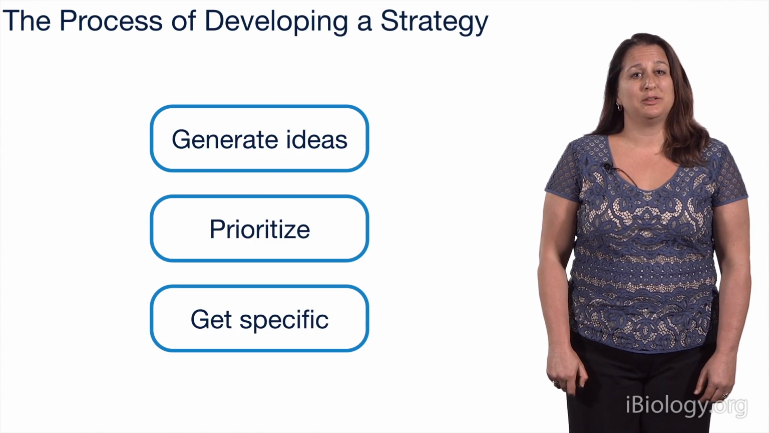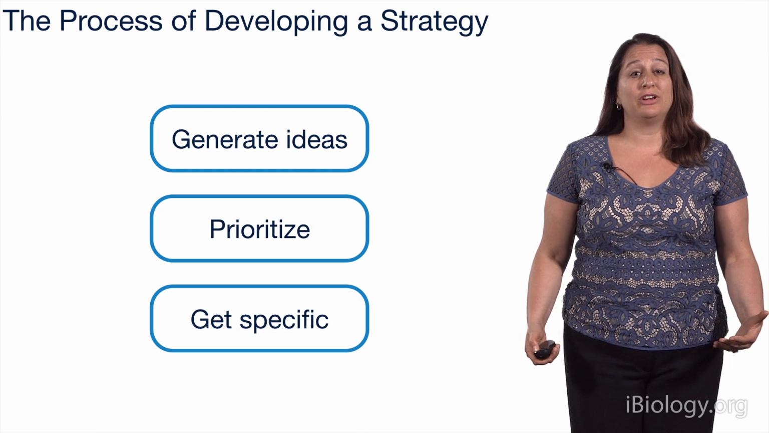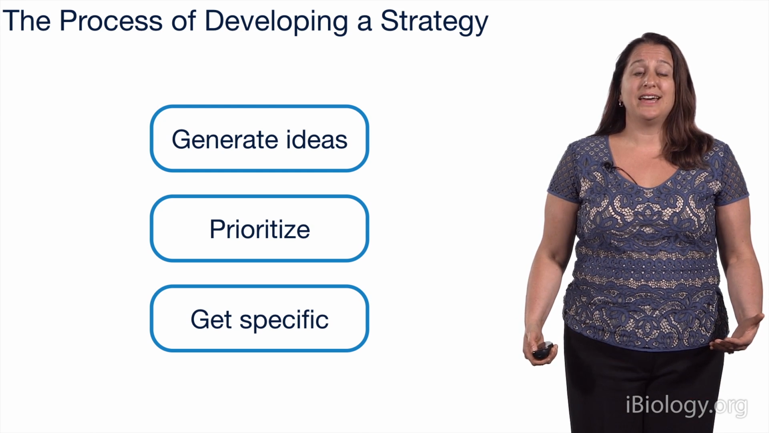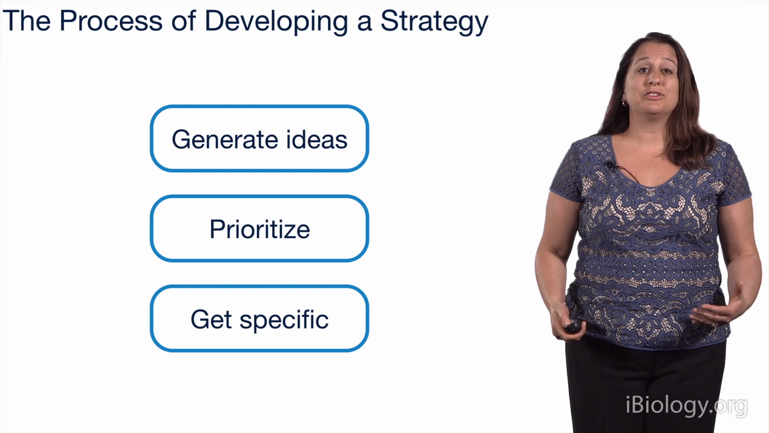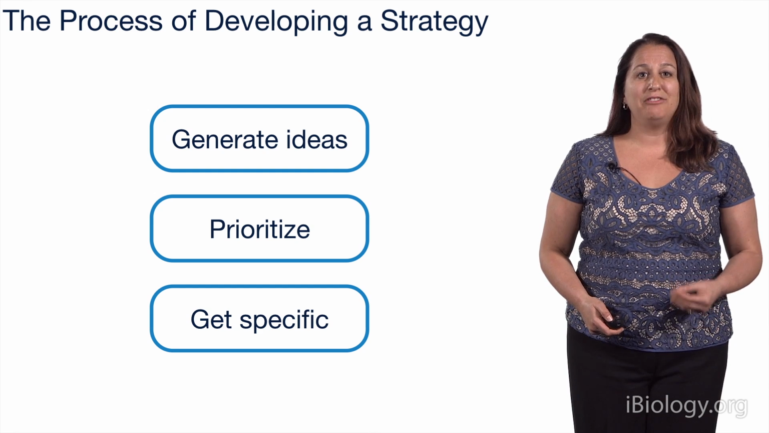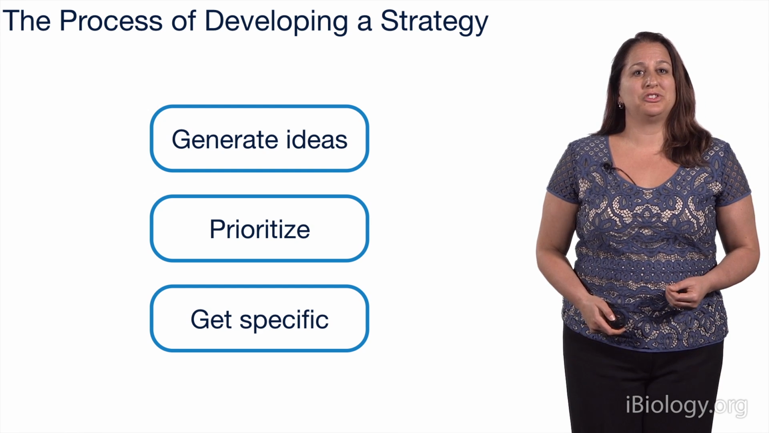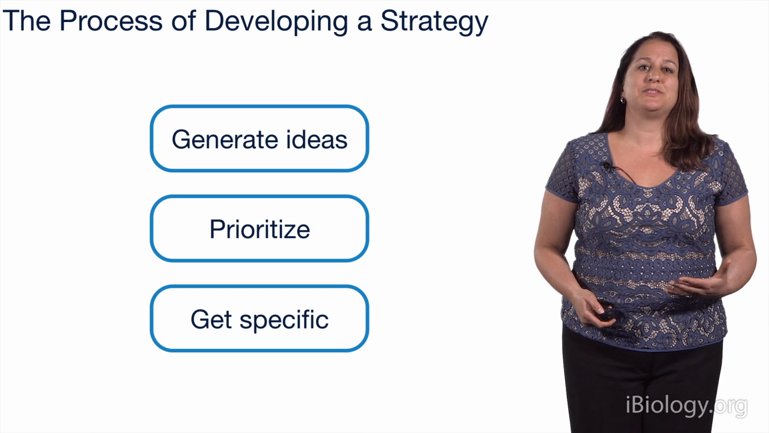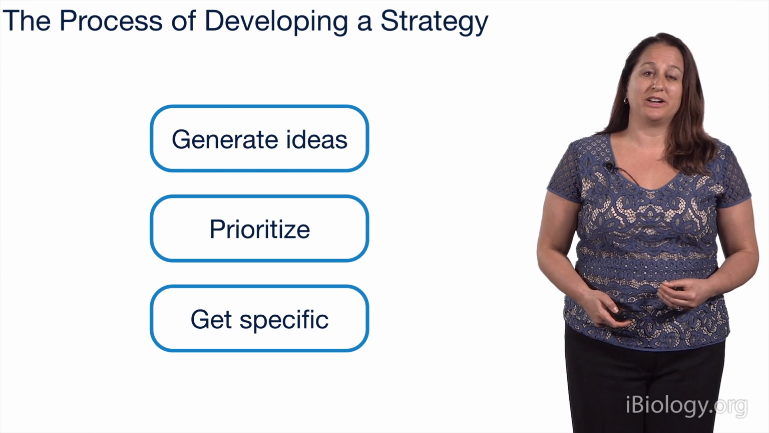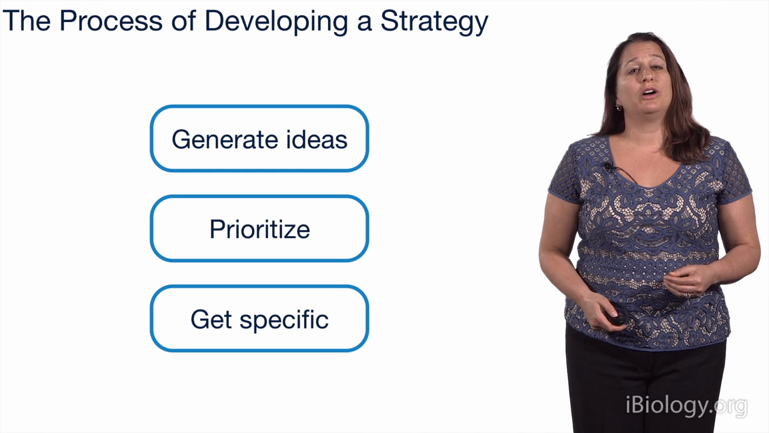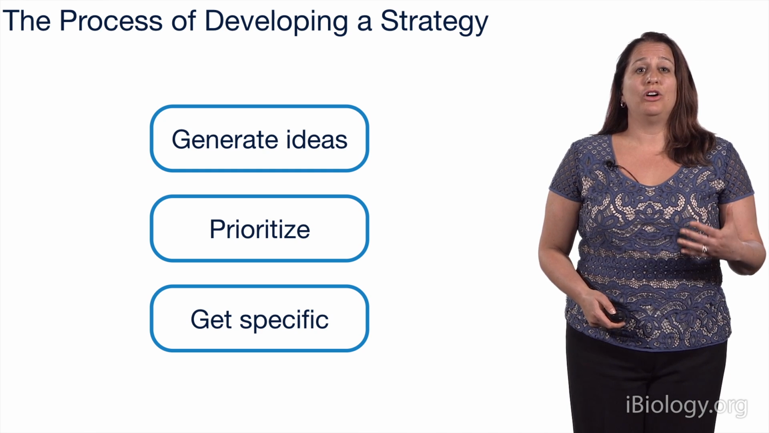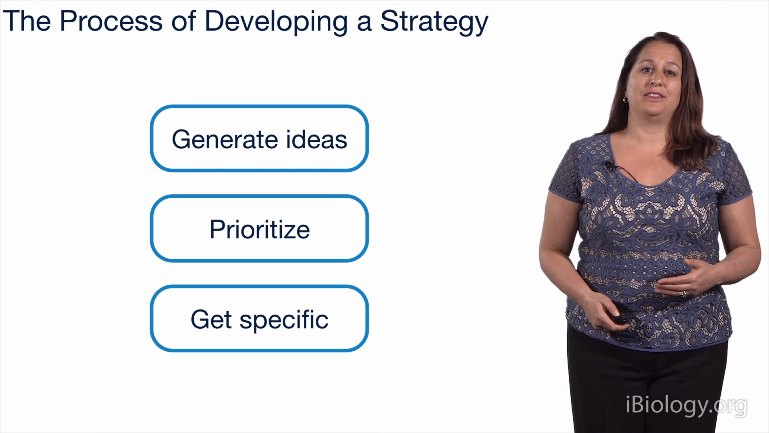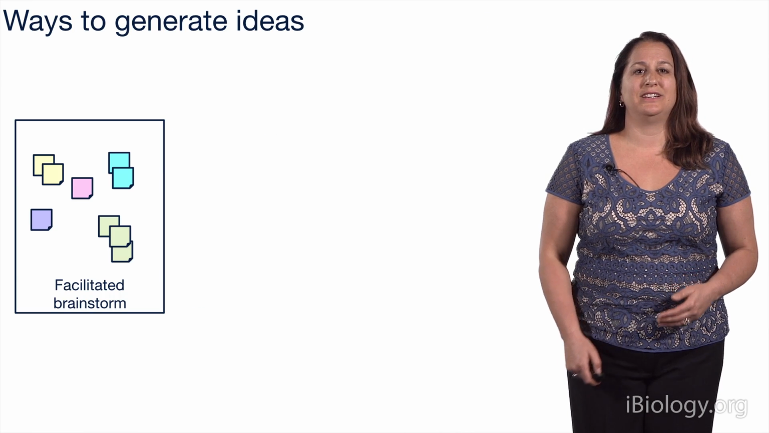It's actually a very simple process. First, generate as many ideas as possible. Second, prioritize those 5 or 10 most critical ideas that have to happen in order for the enterprise to achieve their goals. And finally, get specific on those high priority objectives. For each of these, I'm going to walk through the goal, the step, and also some tools that will help in getting there. First, generation of ideas.